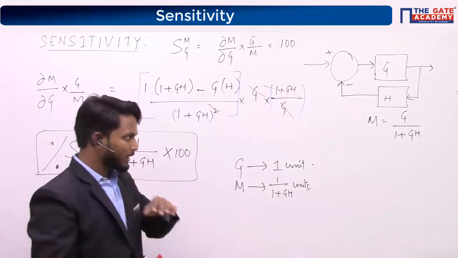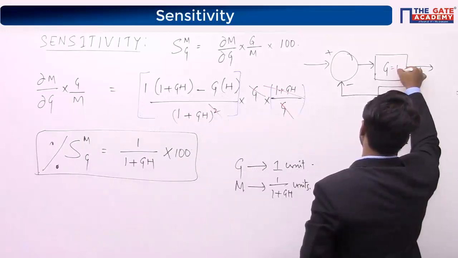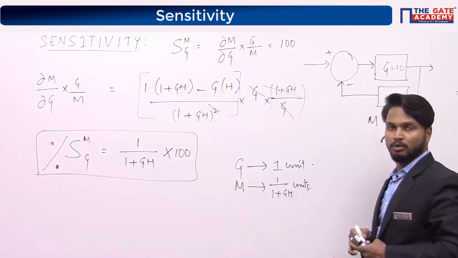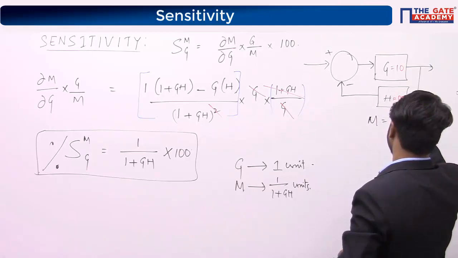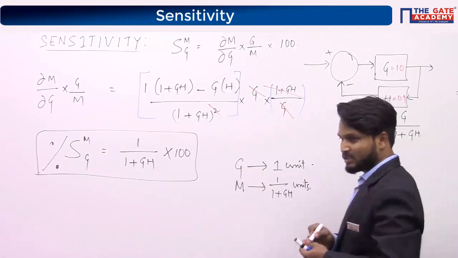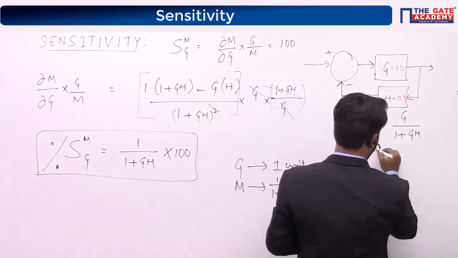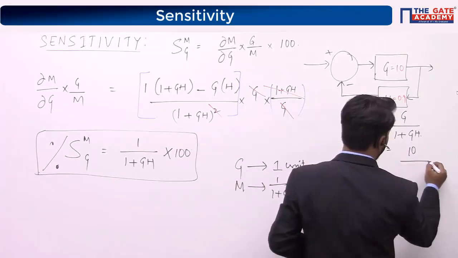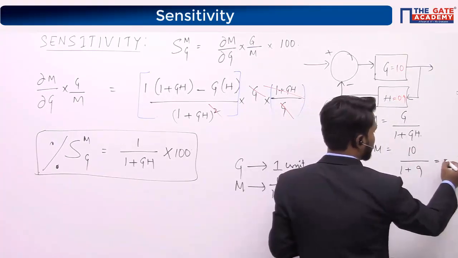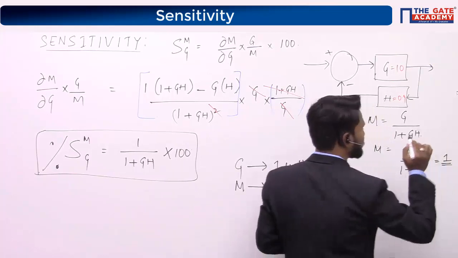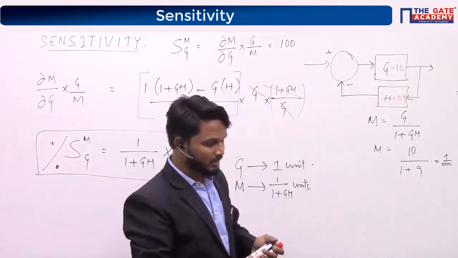Is it clear? So let us say G is equal to 10 and H is equal to 0.9. What is M? M is equal to 10 divided by 1 plus 10 into 0.9, that is 9, so 10 divided by 10, M is equal to 1. Of course, M is equal to 1. So what is the sensitivity?